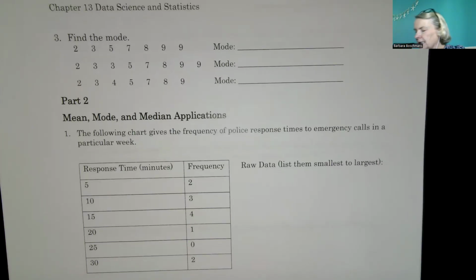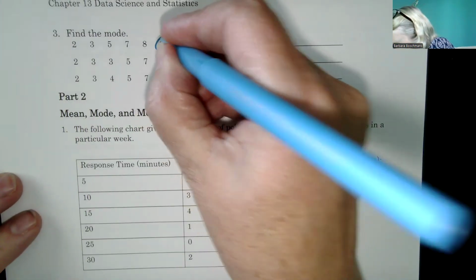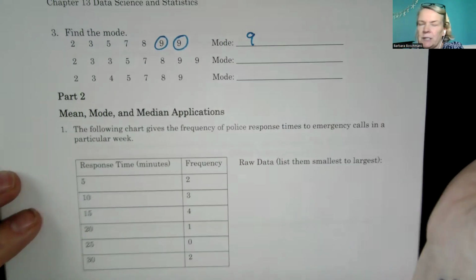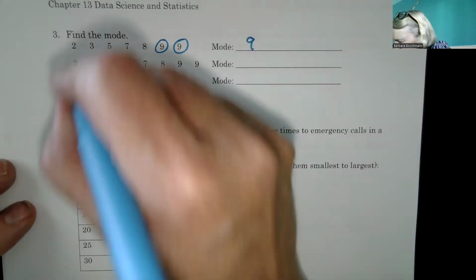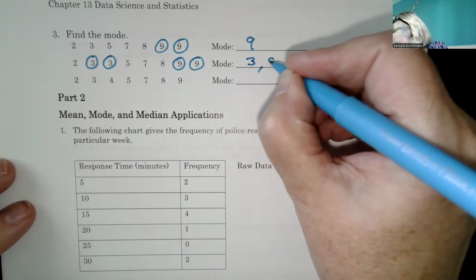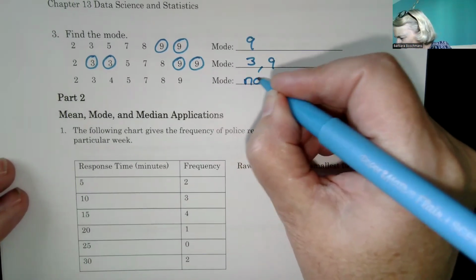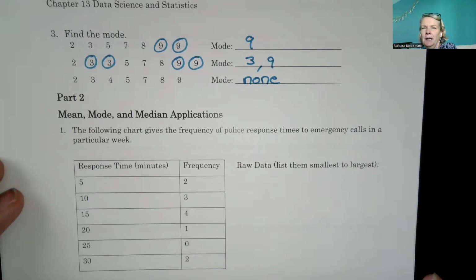The mode is the least often used average, but sometimes it is a useful one to know. So find the mode of these different sets of numbers. It is the number that occurs the most often. So 9 and 9 would be the mode in the first set of numbers. In the second set of numbers, it is possible to have 2 modes. It is also possible to have no mode, none, if none of them repeat. You can have several modes, one mode, or no mode.